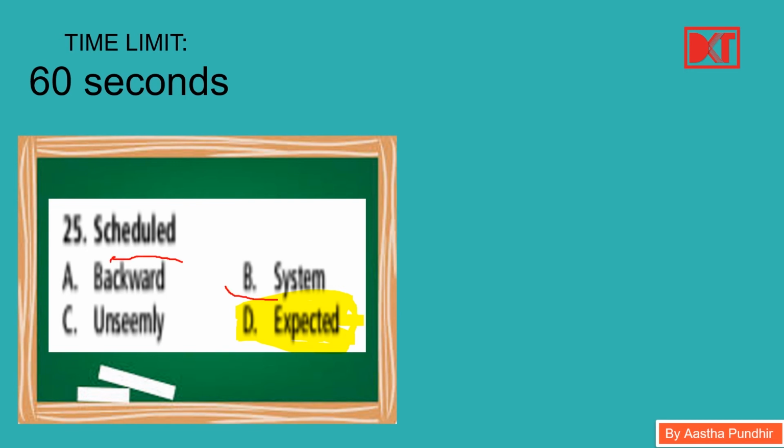System, organized criteria, an organized thing or activity, that is the system. Unseemly, which is, we can say, which was not likely to happen, which was not expected, not proper, and doesn't even seem appropriate. That is unseemly. All right.